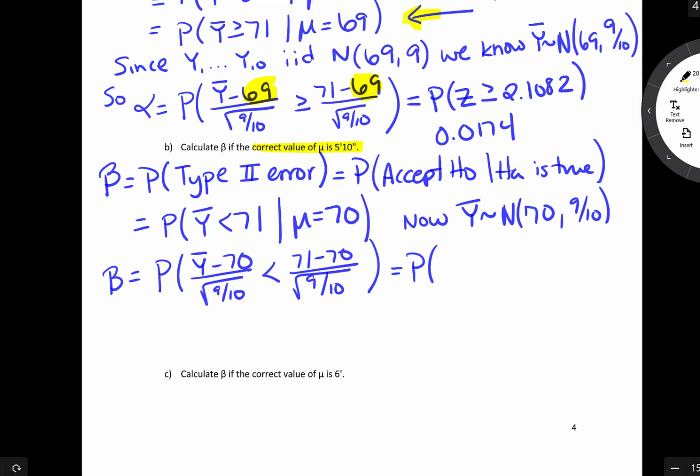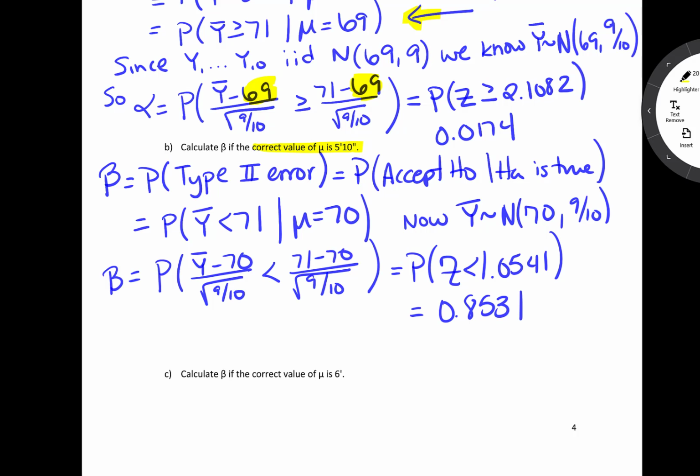So this tells me that beta is equal to the probability that z is less than 1.0541. And again, this is going to be equal to, if we use software, 0.8531. So notice that beta in this particular case is fairly large. So this means that if the true mu in the alternative is equal to 5 foot 10 inches, we're probably going to make a type 2 error and conclude that the mu equal to 5 foot 9 inches is true. And the reason for this is the place that we have selected in the alternative hypothesis to evaluate beta at is very close to the value under the null hypothesis.